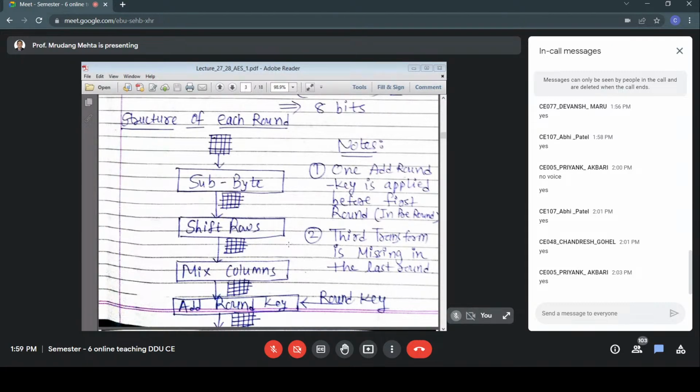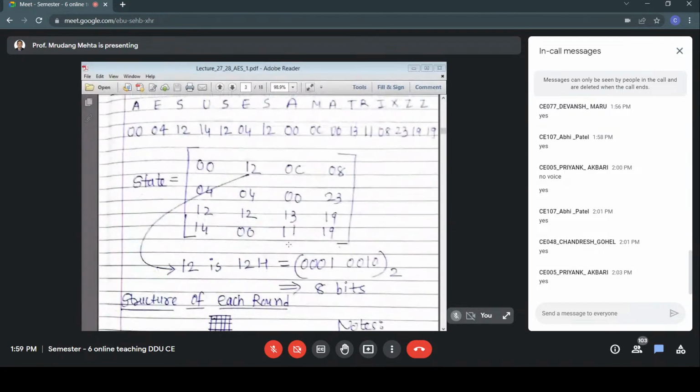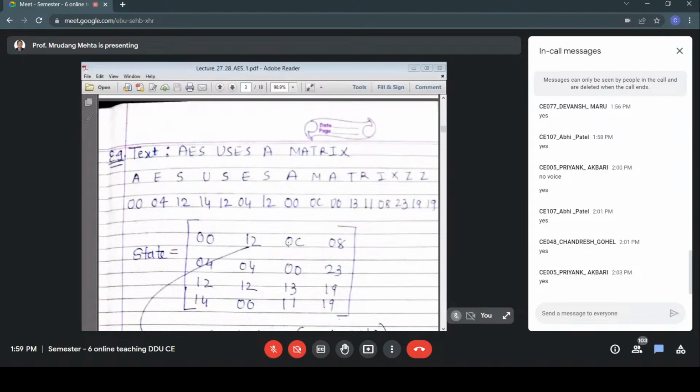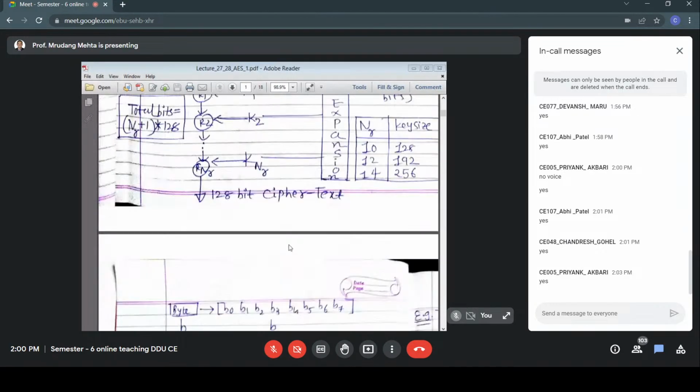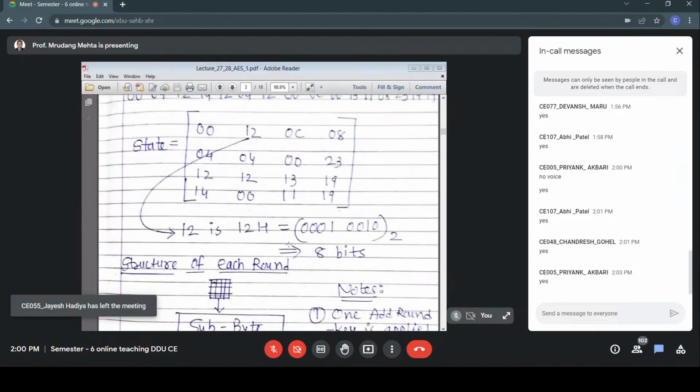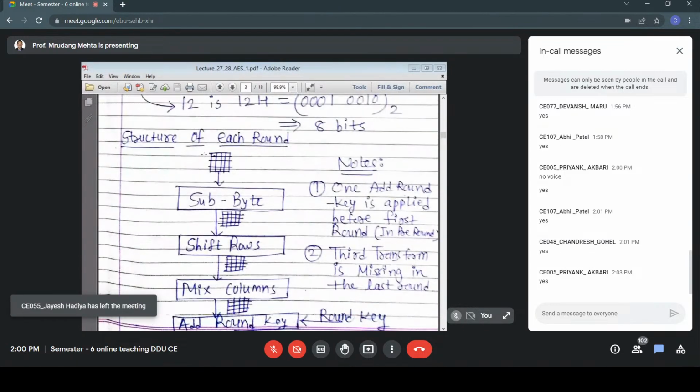Okay. So let me discuss the structure of each round. Remember, there are 10 rounds in AES 128. The structure of a round is that we first give a block as input. What is this block size? 1, 2, 3, 4, a 4 cross 4 matrix. So 4 cross 4 means 128 bits given as the input.